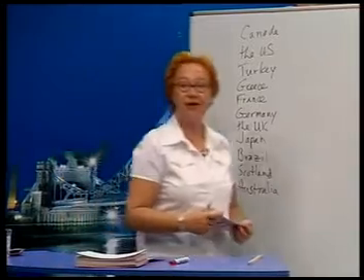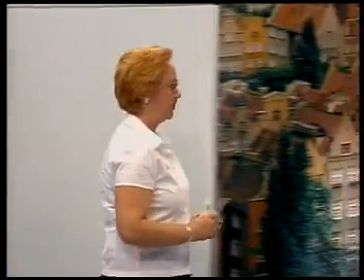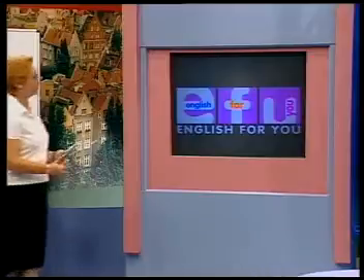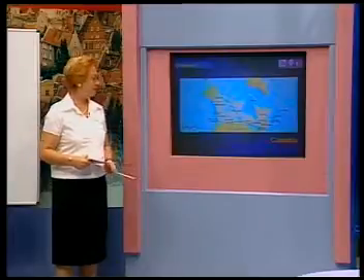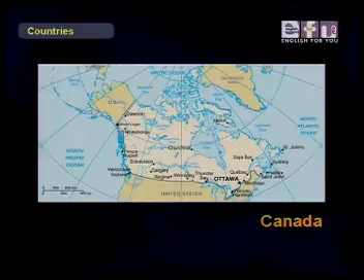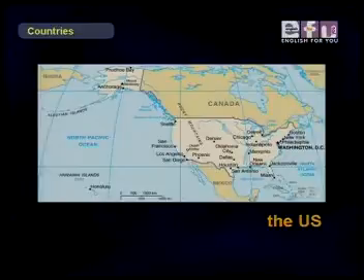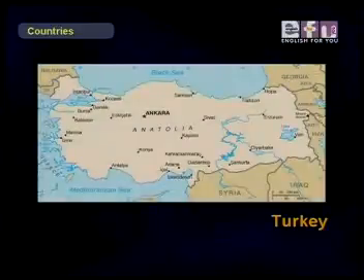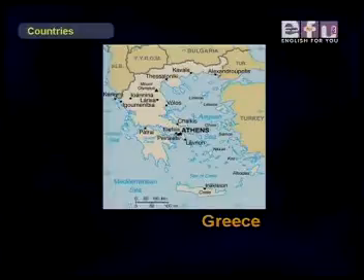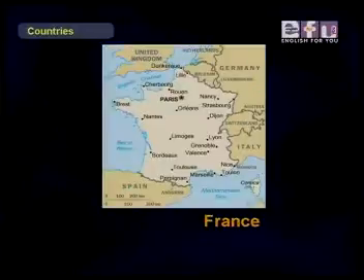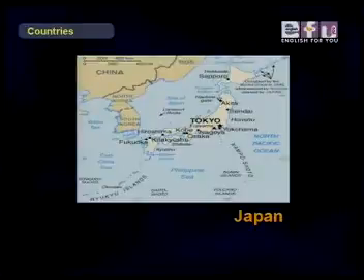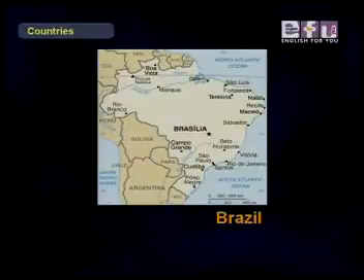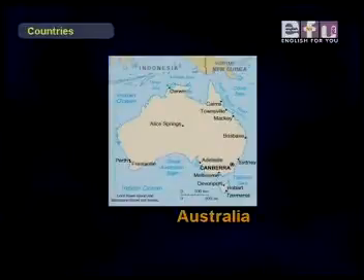Now, let's see what they look like on the computer. Here we have some maps for you, and you can see what they look like. This is Canada, the US, Turkey, Greece, France, Germany, the UK, Japan, Brazil, Australia.